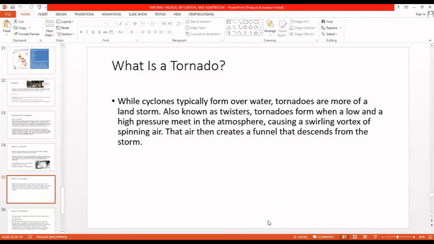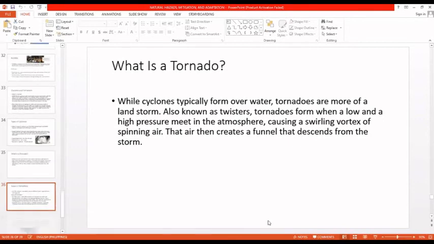So what is the difference between them and a tornado? A tornado is a landstorm, while a cyclone forms over water. A tornado, also known as a twister, forms when cold and warm air meet, and their pressures in the atmosphere interact, causing a swirling vortex of spinning air. That air then creates a funnel that descends from the storm.